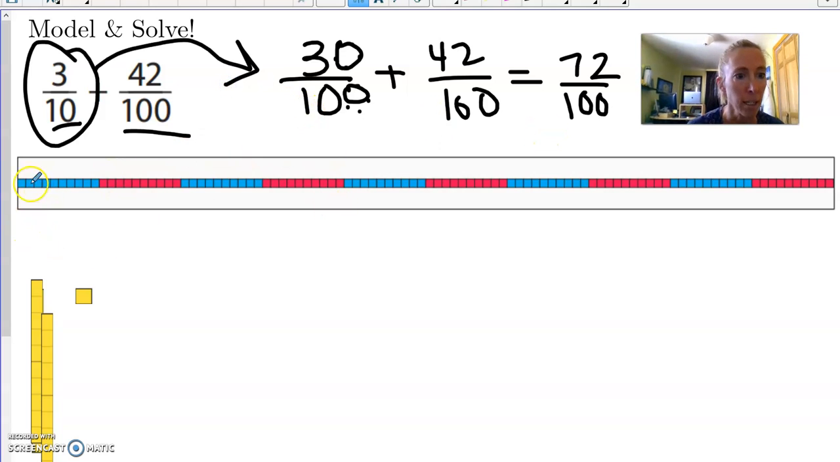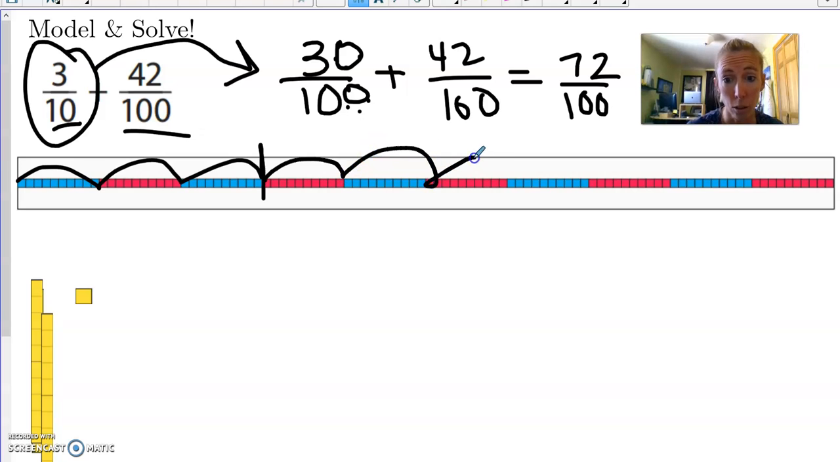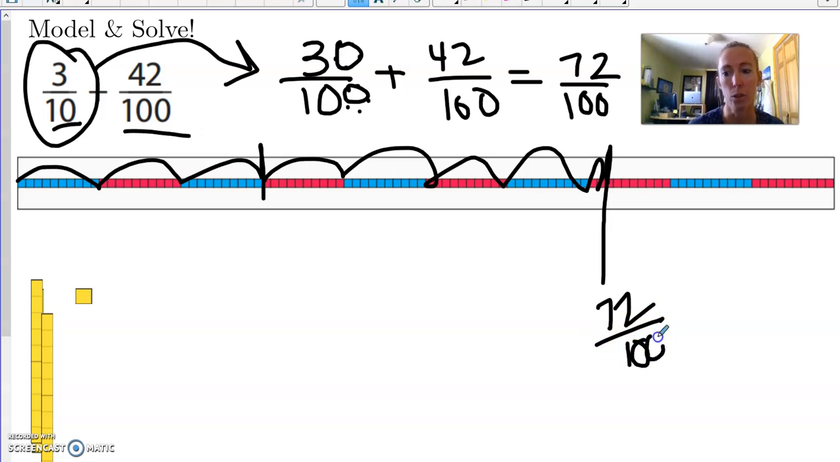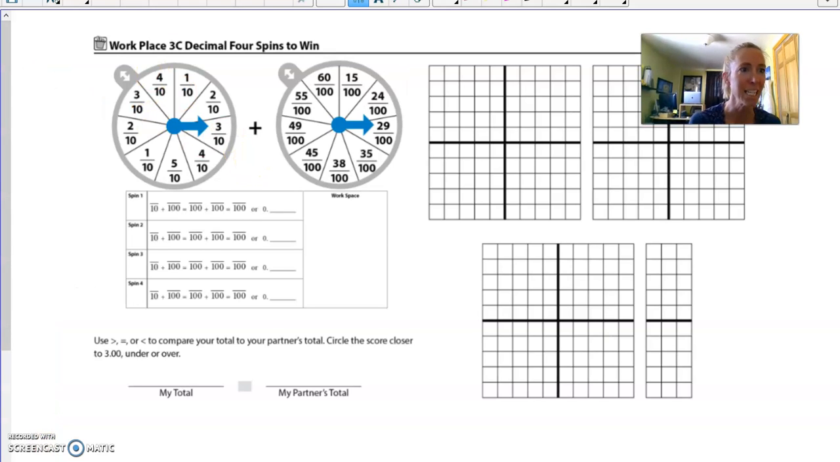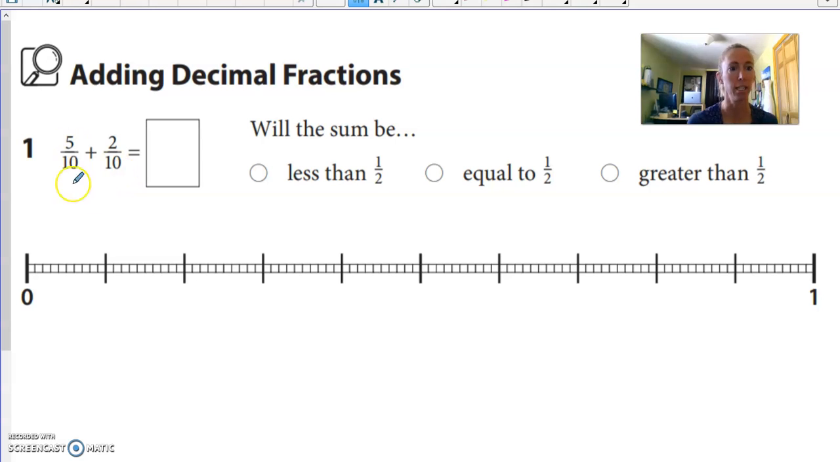Or I could use my number line. I could say, okay, I need to go 3/10, 1/10, 2/10, 3/10, and then I need to go 42 hundredths more. I could count out 42, but that would take forever. Or I could go 10, 20, 30, 40, and 2 more. Boom, boom. And there I am. So where am I located? Well, this was 30, 40, 50, 60, 70, and then 1, 2, 72 hundredths. Isn't that cool? Able to add with tenths and hundredths. Awesomeness.